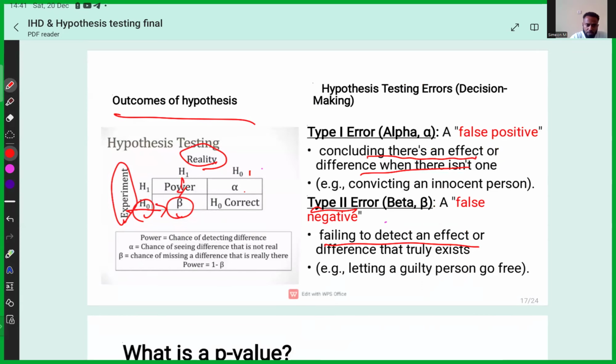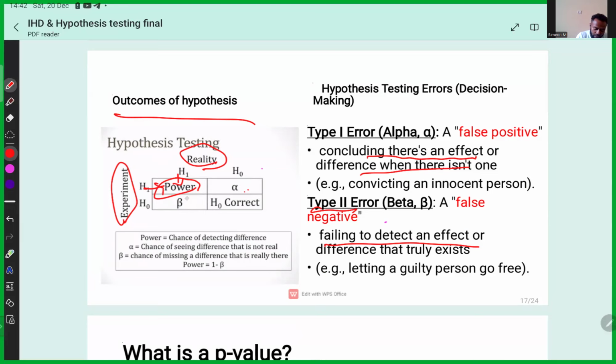So there are four possible outcomes of hypothesis testing. The first one is power, which is when in reality there is a difference, and our experiment also detects the difference. We call this power, which is the chance of detecting a difference. The higher the power, the better our research is. The second one is alpha, also known as type 1 error. In reality, there is no difference, but our experiment says there is a difference. So it is concluding there is an effect or a difference when there isn't one in reality. We call that type 1 error or alpha error.